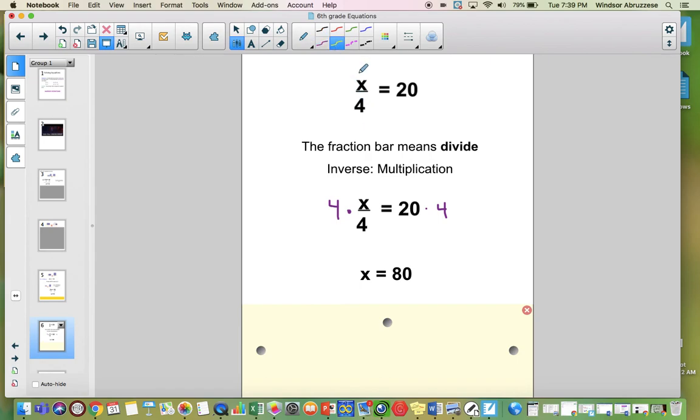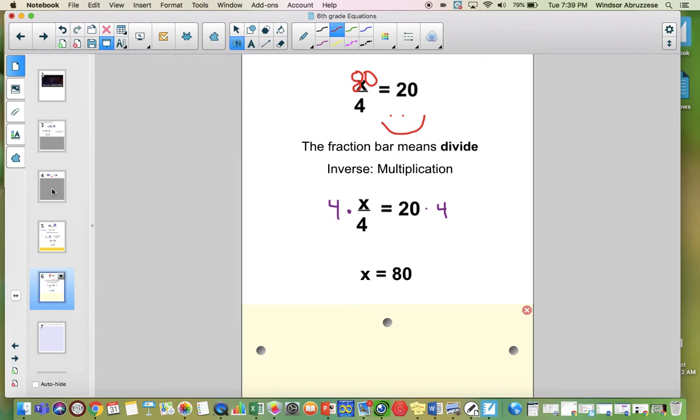And again, you can always check your answer. You don't have to ask, is this right? Did I do it right? This is the best part about solving equations: your answer is right in front of you if you check your work. If I substitute my answer in right here, what's 80 divided by 4? 20. I did it correctly.